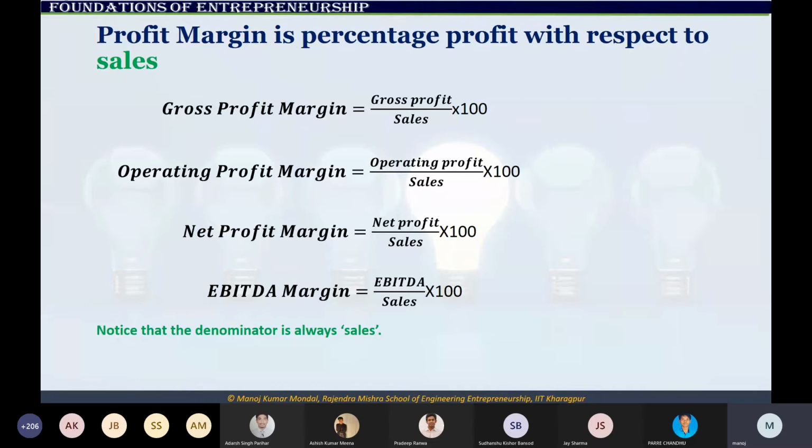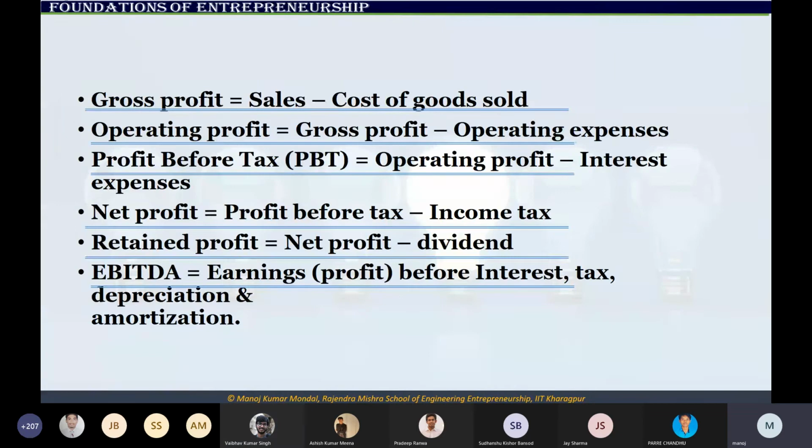Is the gross profit same as net profit before tax? Not at all. Whatever profit I showed, they are all different. Gross profit is sales minus cost of goods sold.